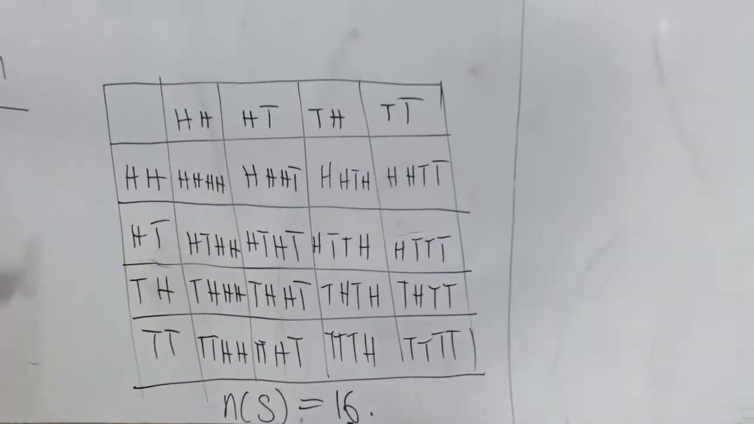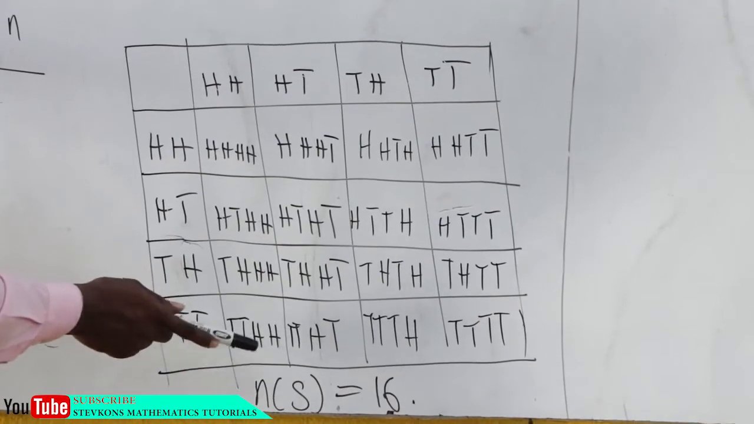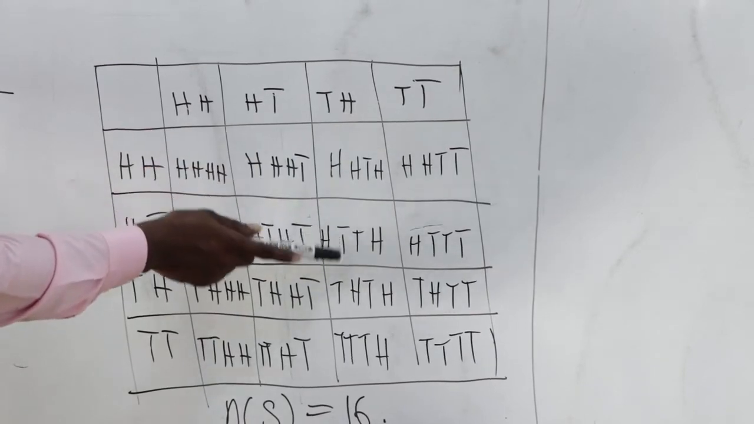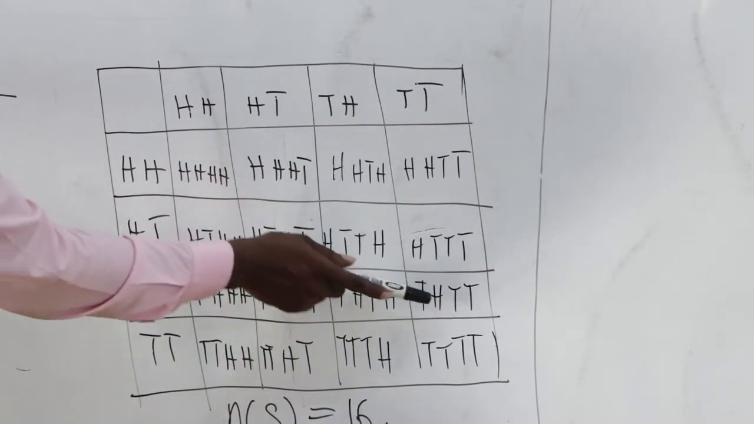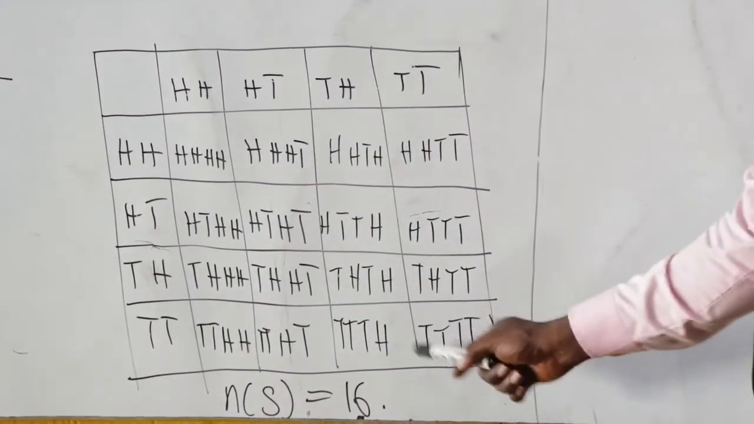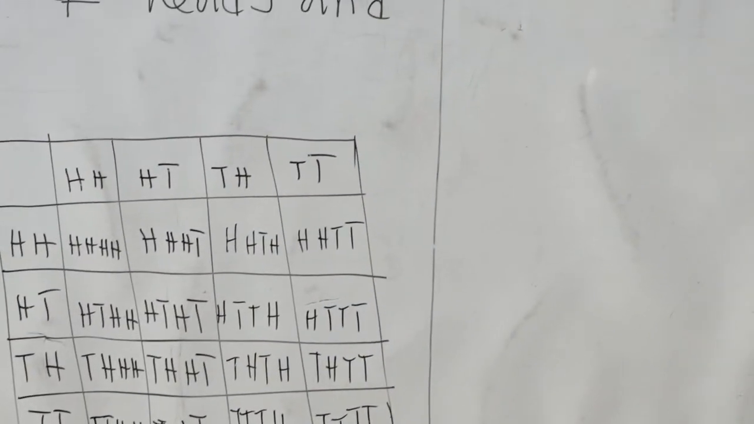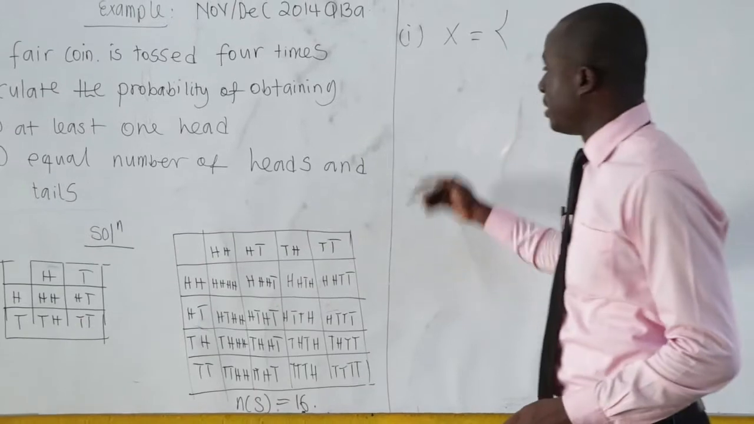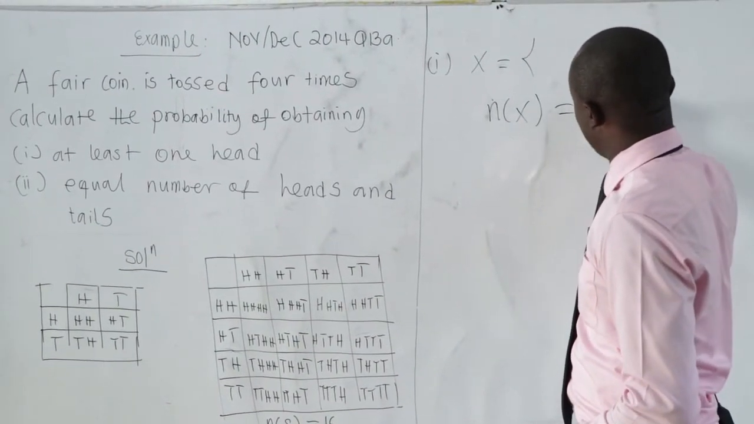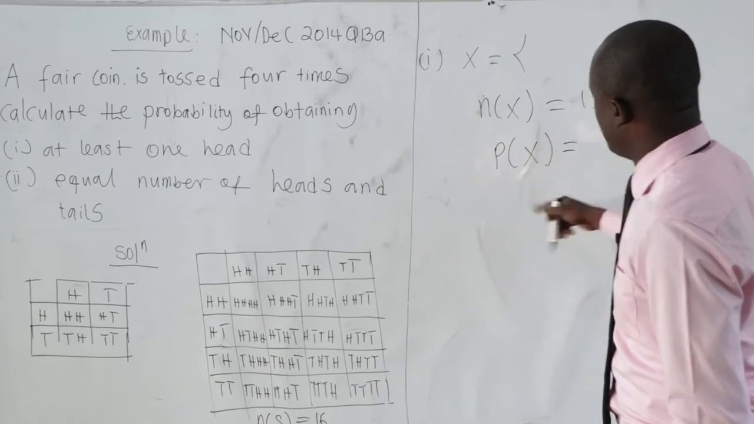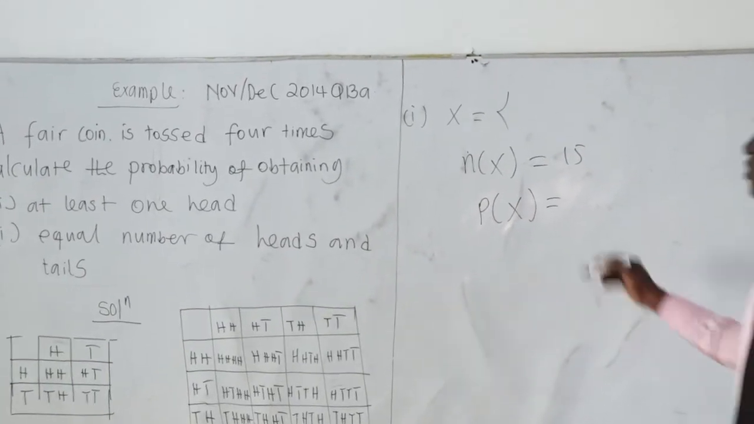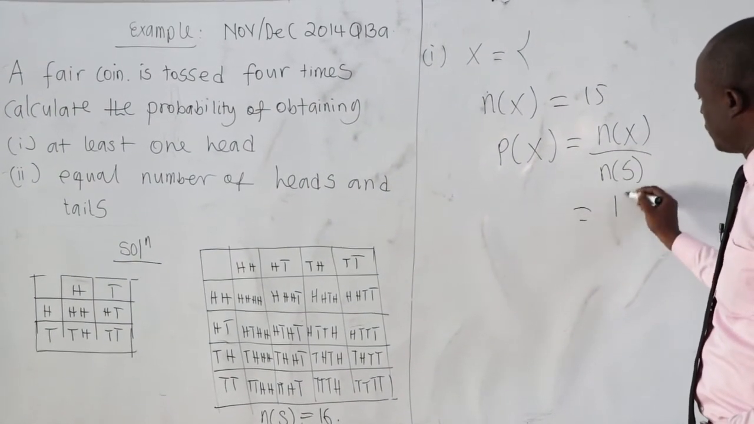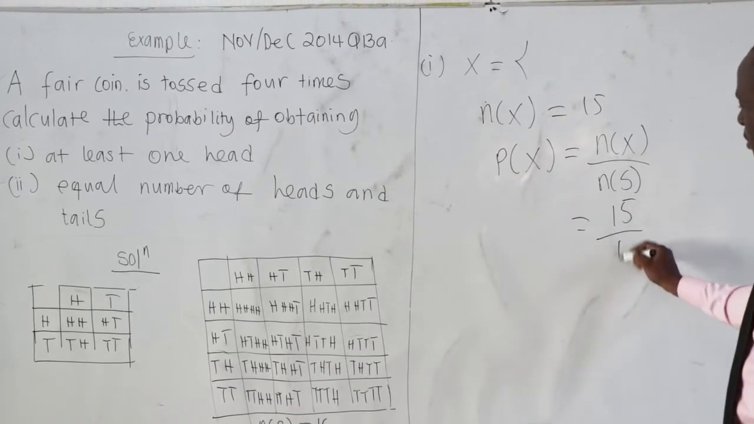1 or more heads. So 1, 2, 3, 4, 5, 6, 7, 8, 9, 10, 11, 12, 13, 14, 15. Because it is only this one that does not contain a head, at least 1 head. So our number of X is 15. So probability of obtaining at least 1 head will be number of events over the number of sample space. Now the number of events is 15. Number of sample space is 16.